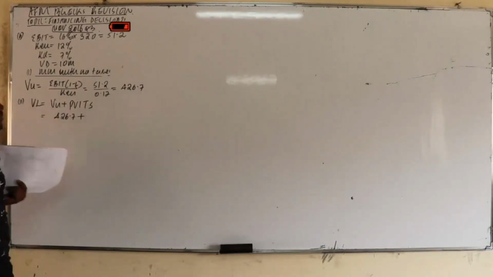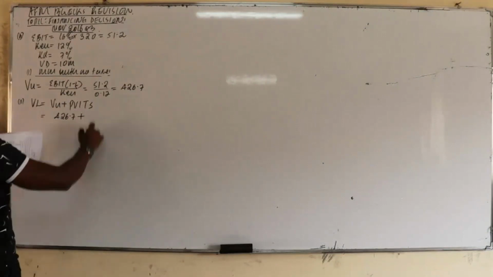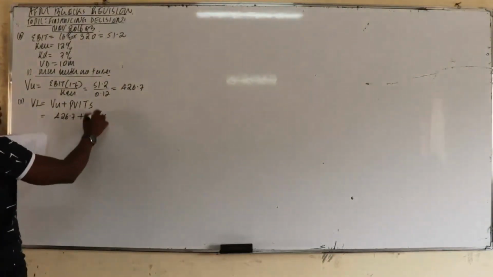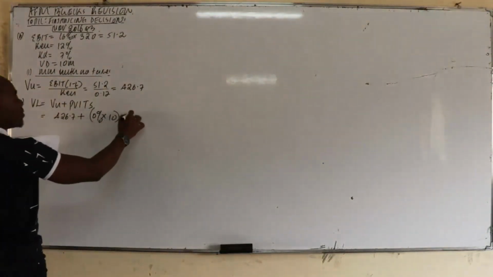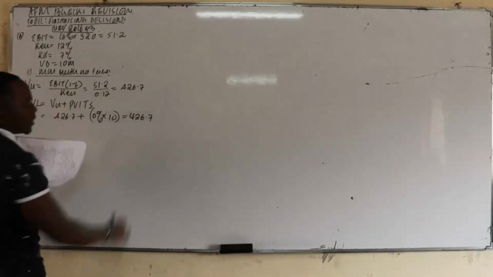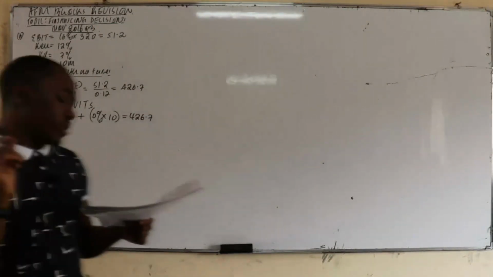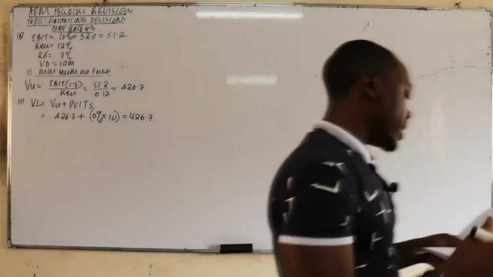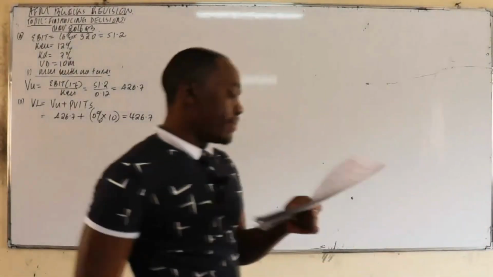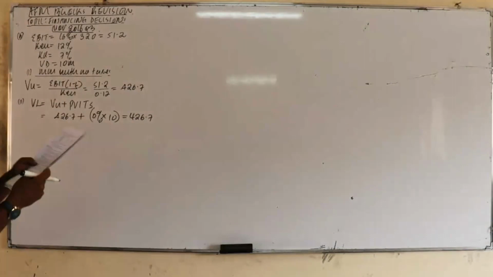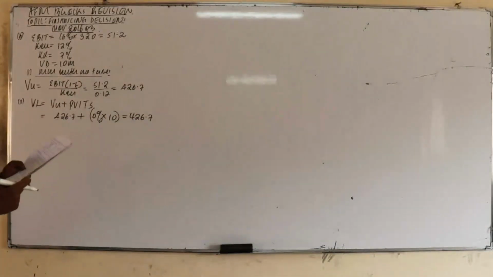How do you get the present value of the interest tax shield? You take the tax rate, which is 0, times the debt of 10. You'll get how much? With no taxes, the value of the ungeared and the geared will always be the same. Number 3, weighted average cost of capital of the levered firm at the debt level of 7%, 10 million, WACC.